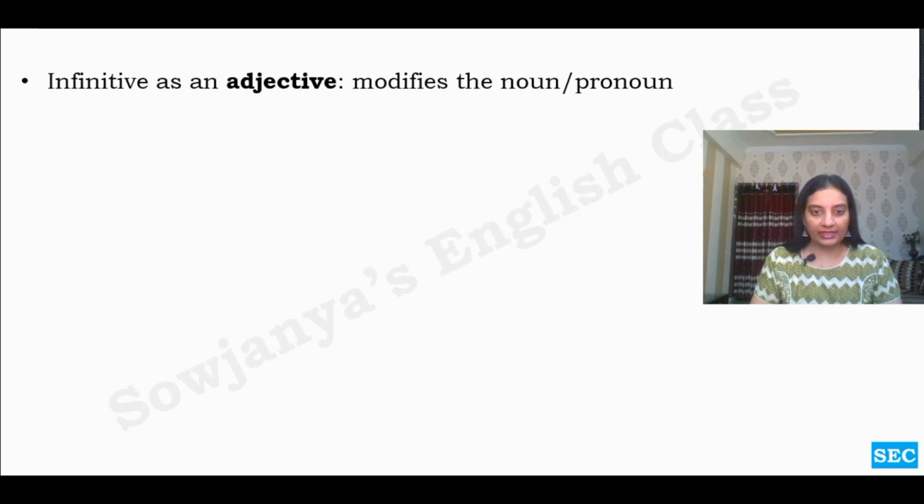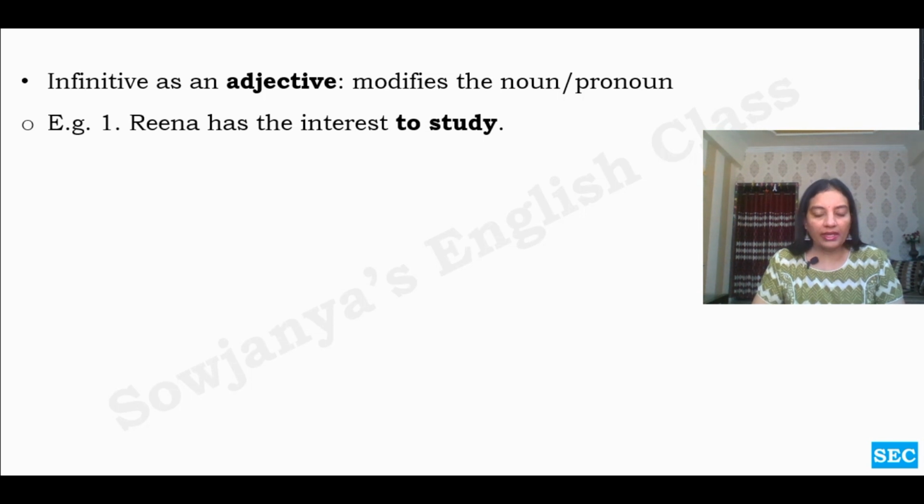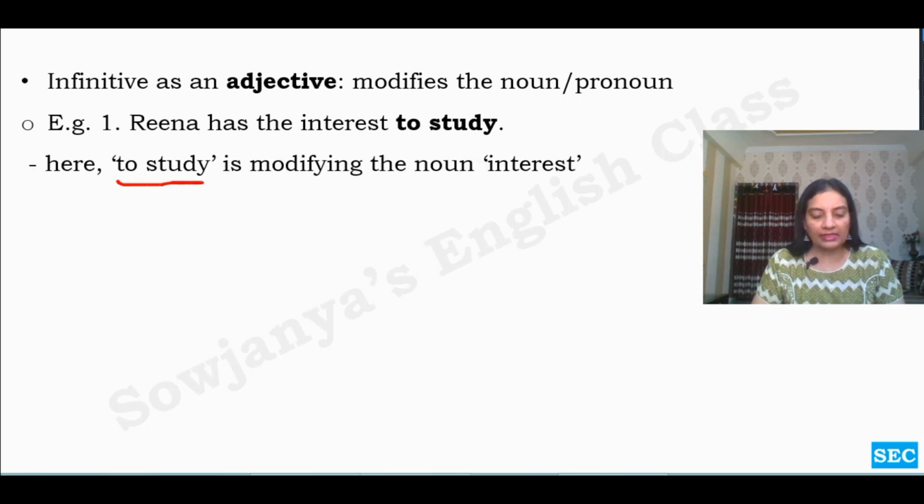Infinitive as an adjective. Okay, as an adjective, an infinitive modifies the noun or pronoun that is present in the sentence. How? Reena has the interest to study. To study is the infinitive that is modifying the noun interest. In the sense, what sort of interest? In that way it acts as the adjective for interest.